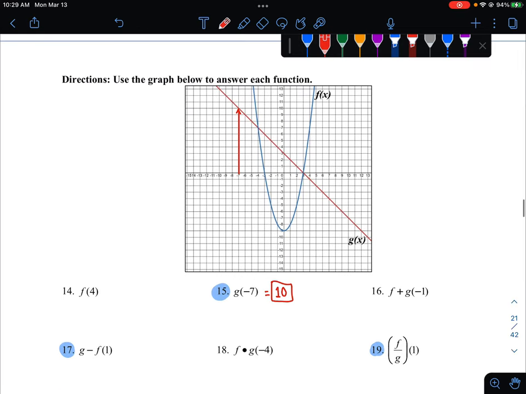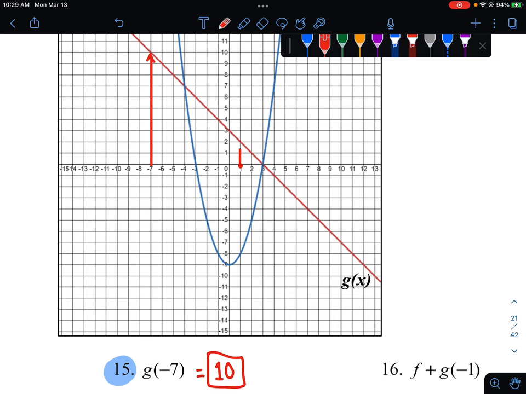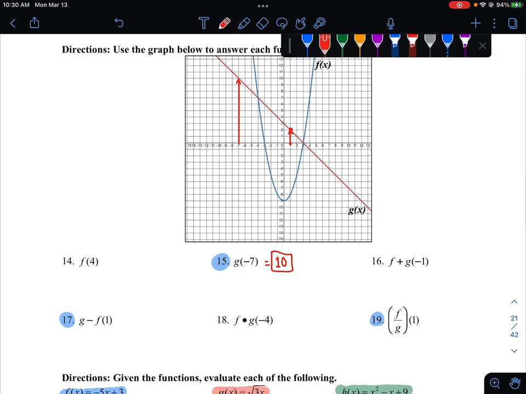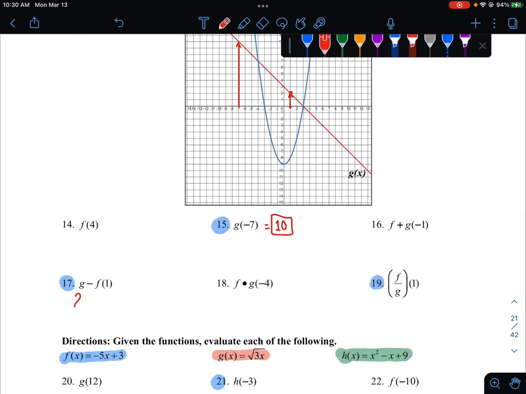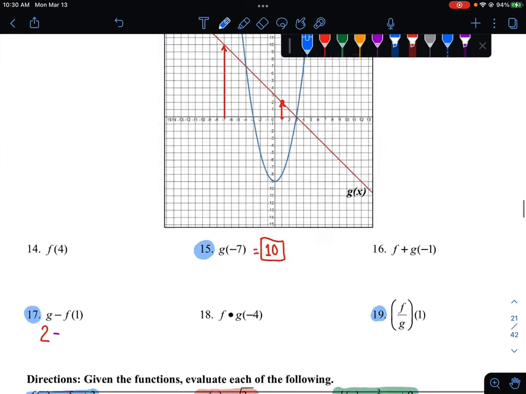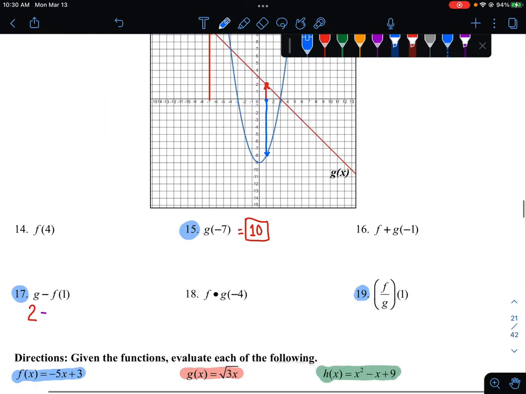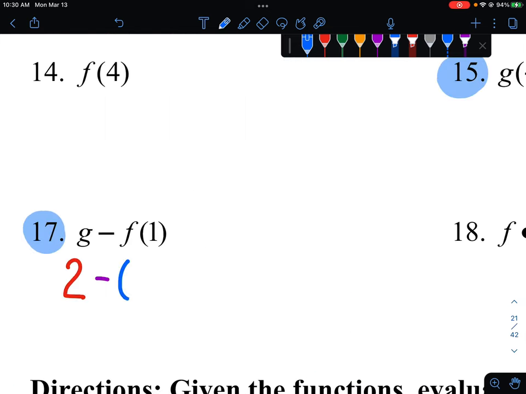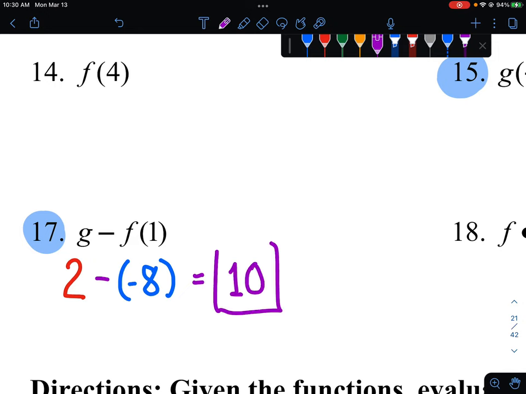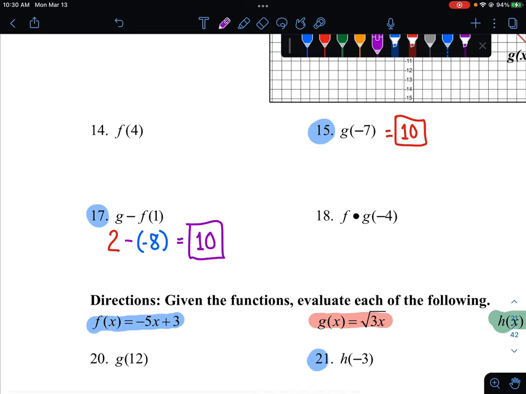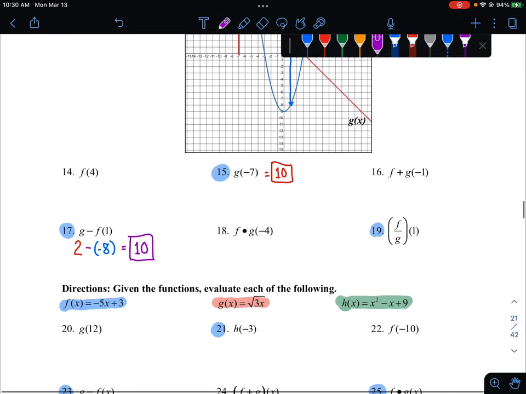Now in this one, we're going to go to +1, and we're going to find g of x, the red function. I've got to have the 2 first, and we're going to subtract the f of x value. So again, I'm going to go to 1, and now here I go down to -8. So this is going to be minus -8. So it's not just 2 and -8, it's 2 minus -8, which is like +8. So when I add those together, I'll get 10. So be careful with the order, because if your order is backwards, you're going to end up with negative 10.